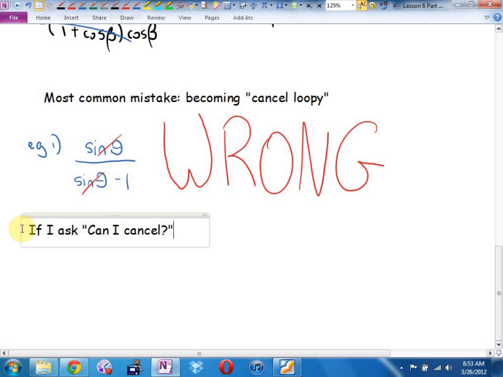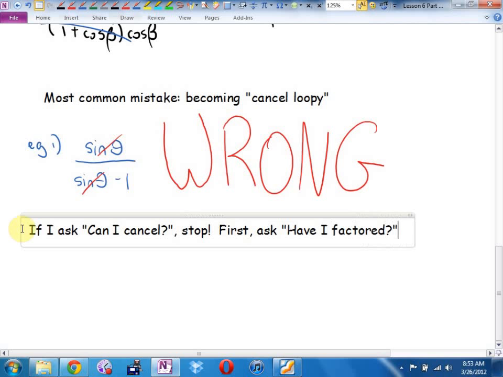If you ever say to yourself, oh, can I cancel these? Or if you ever say, I want to cancel these. Stop. First, ask, have I factored? If you have not factored, I guarantee you cannot cancel. Can I cancel? Have I factored?